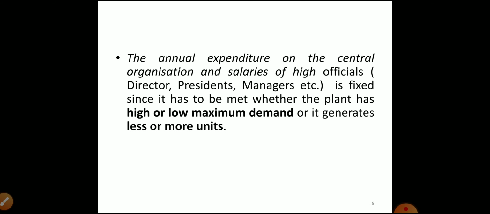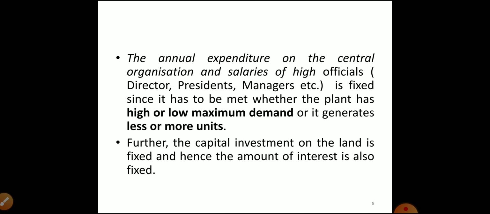The annual expenditure on the central organization and salaries of high officials, for example, directors, presidents, managers, is fixed, since it has to be met whether the power plant has high or low maximum demand, or it generates fewer or more units. Irrespective of this maximum demand and the number of units generated, this fixed cost is not going to change. Further, the capital investment on the land is fixed, and hence the amount of interest is also fixed.